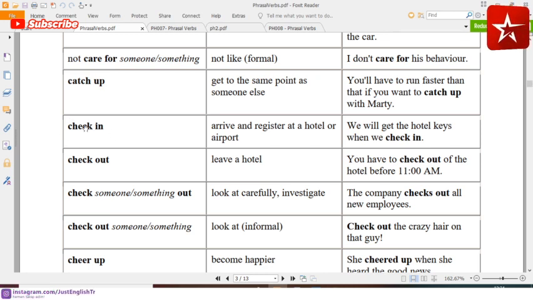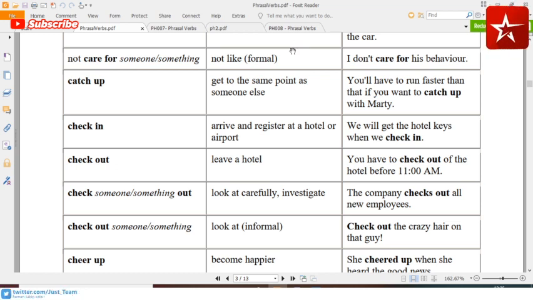Check in. Like when you go to a different country, before going to the hotel, you can book or reserve a room for you, and when you enter the hotel, you can check in. So check in means arrive and register at the hotel or airport. Like we will get the hotel keys when we check in. Check out means leave the hotel. Like you have to check out of the hotel before 11 a.m.